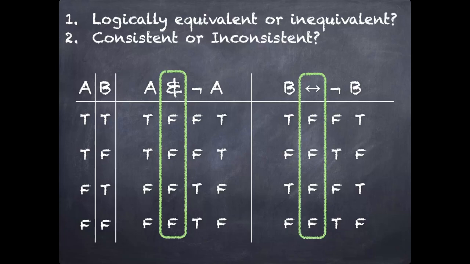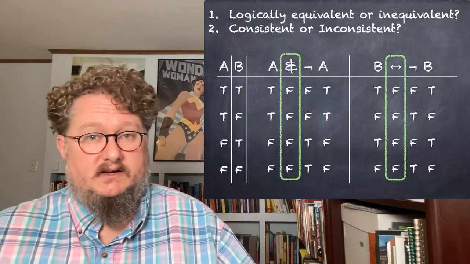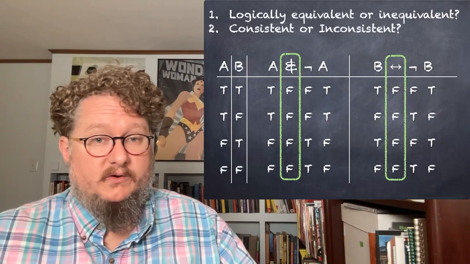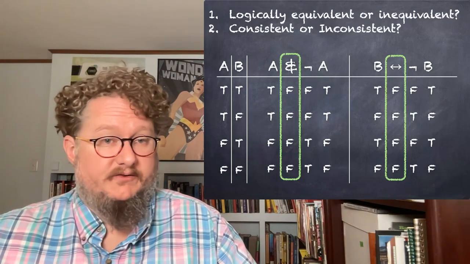How do we know that? We know that because all pairs of contradictions are inconsistent, because there's no row where they're both true, right? Because the contradictions are never true. So this is how we use truth tables to evaluate complex expressions in SL using their truth functional nature.